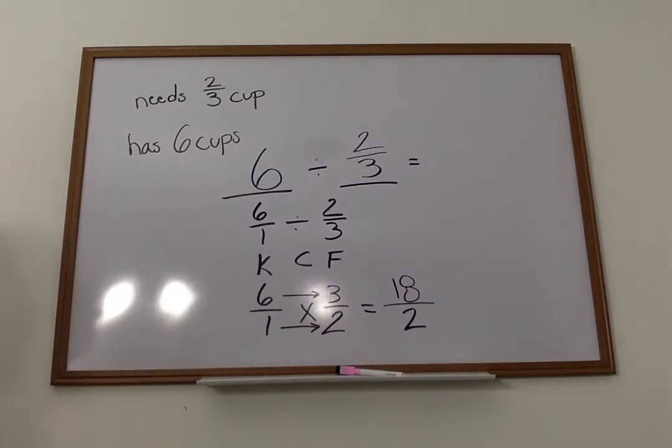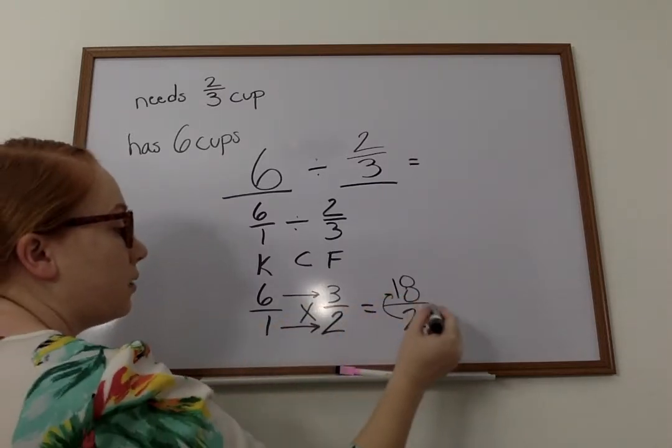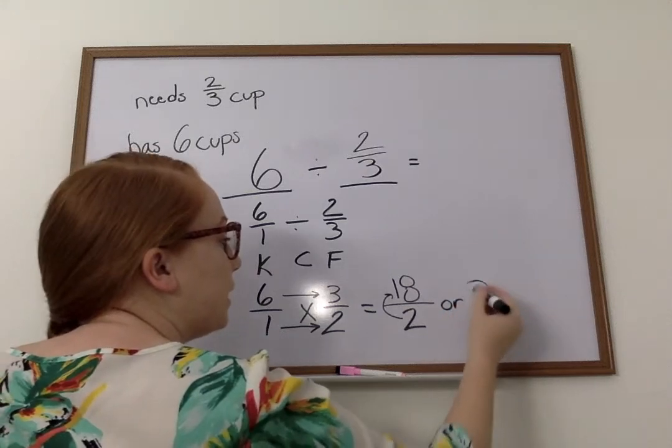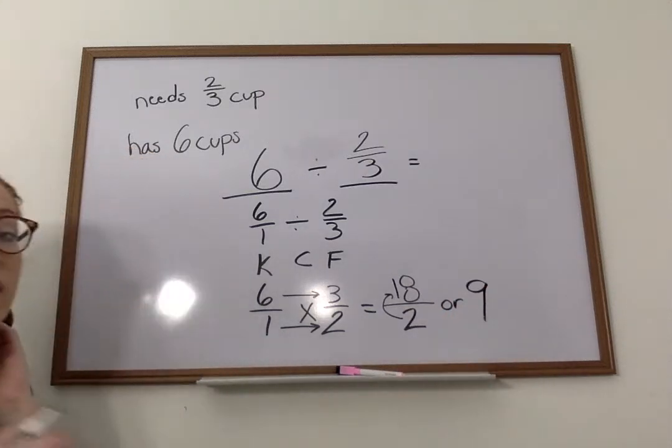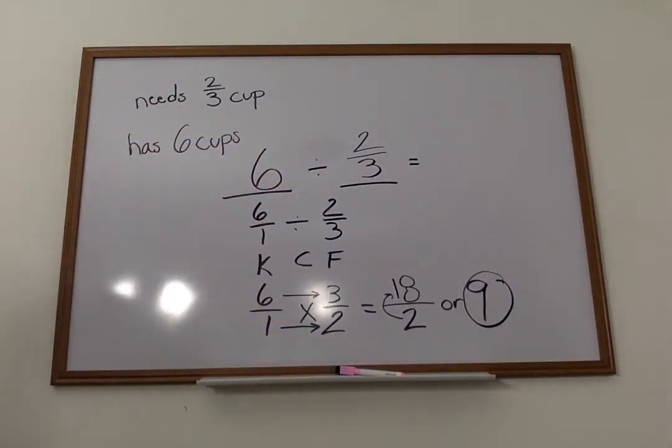Now we see that we have an improper fraction. It's top heavy. I have to figure out how many times 2 will go into 18. 2 goes into 18 9 times with nothing left over. So it's actually just a whole number 9. So the answer is 9 batches.